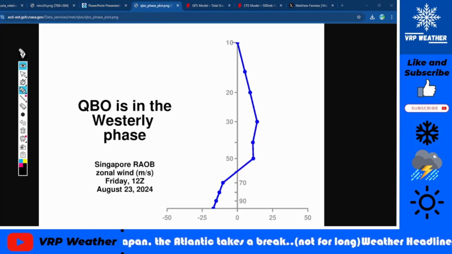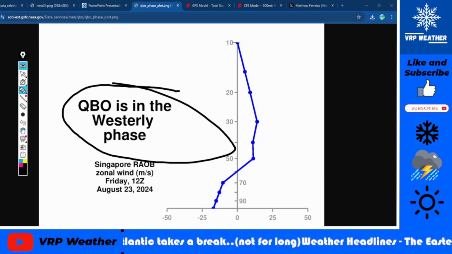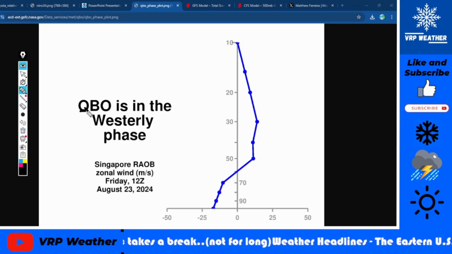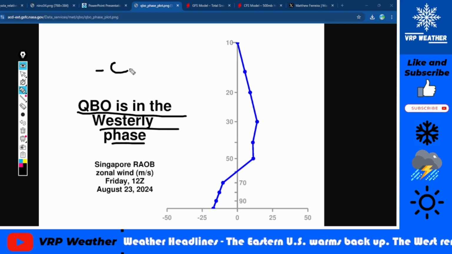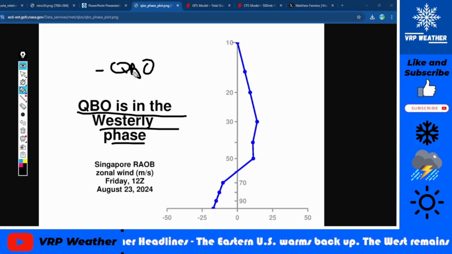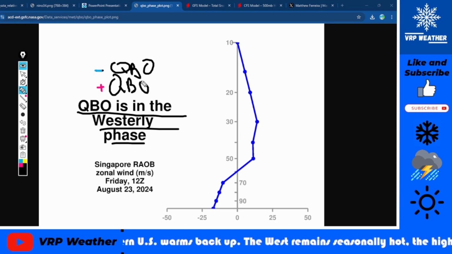Now, there's a couple other teleconnections and patterns. Right now, we have our QBO, our quasi-biennial oscillation. It's one of the teleconnections that play a big role in our winter. Right now, the QBO is in a westerly phase. Westerly is a negative QBO, and a positive QBO is an easterly phase. That's important to our winter.